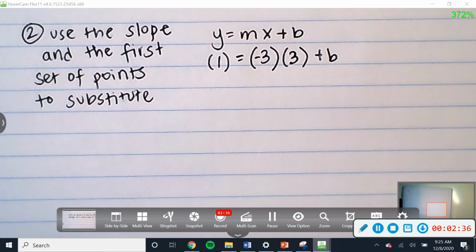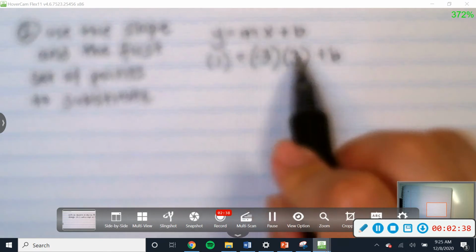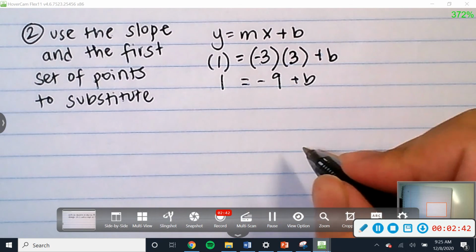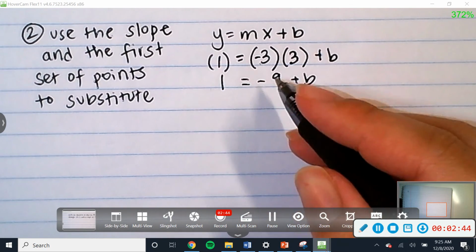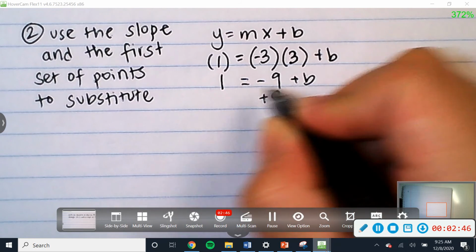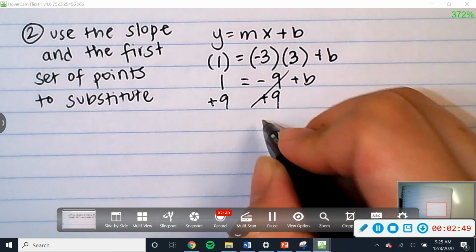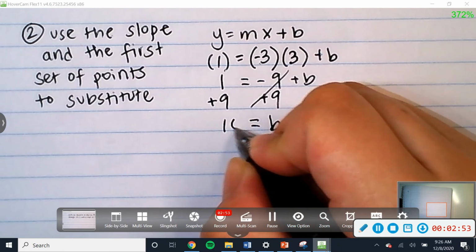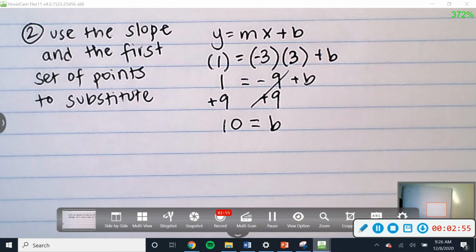Once I have substituted those in, I just solve. Negative 3 times 3 is negative 9. Then I need to do the opposite operation on both sides. So I'm going to add 9 on both sides. This way I get b by itself. And 1 plus 9 is 10. So my b value is 10.